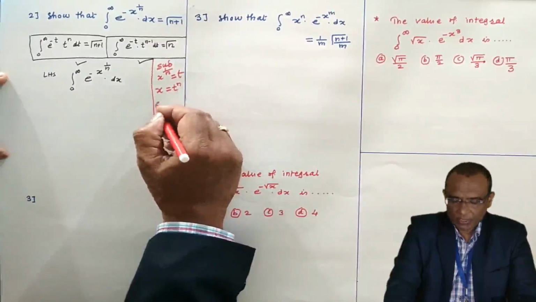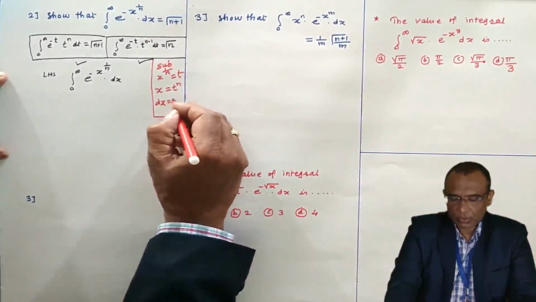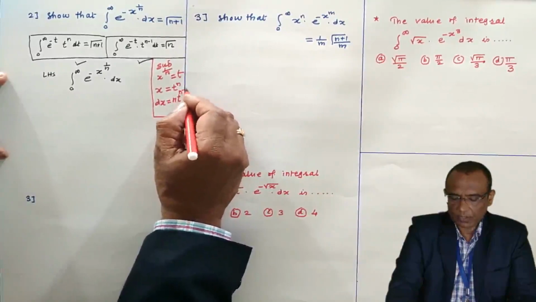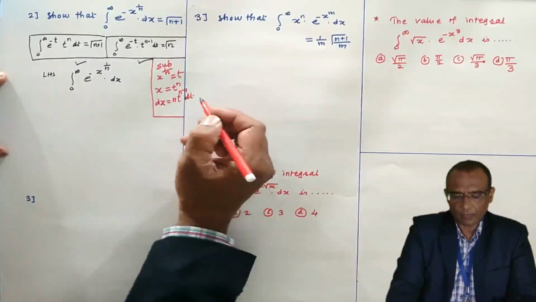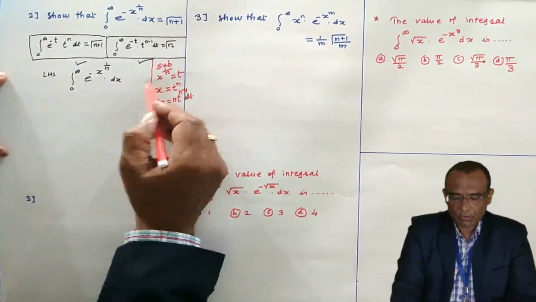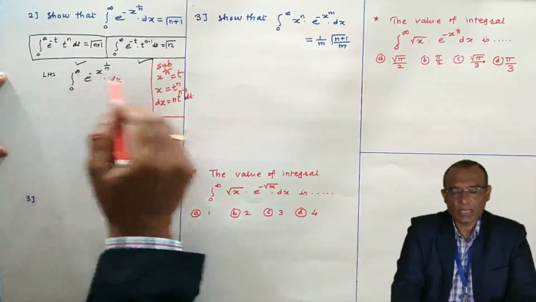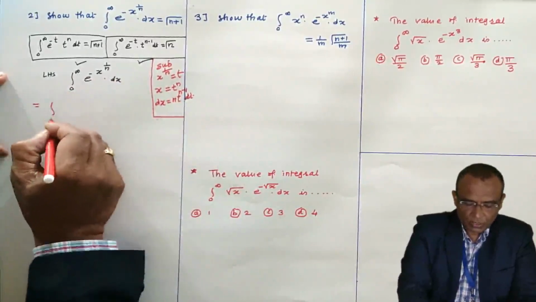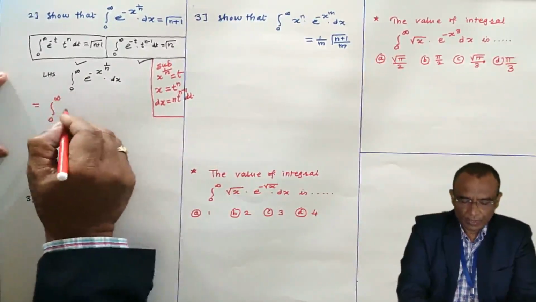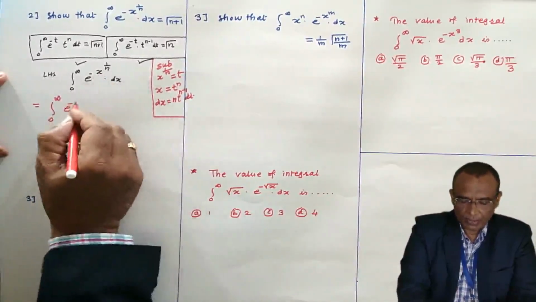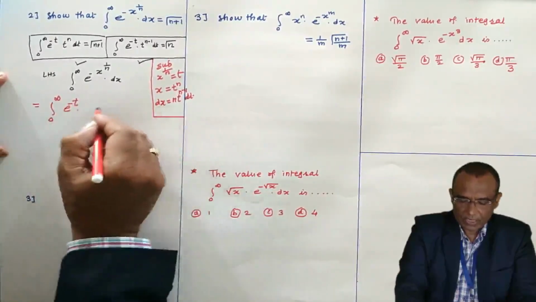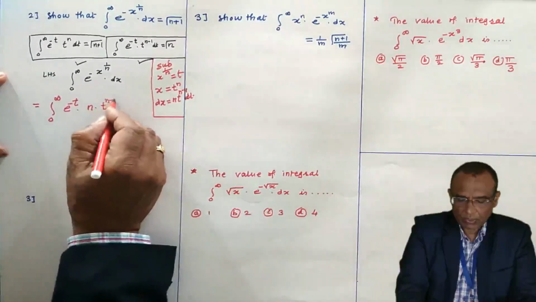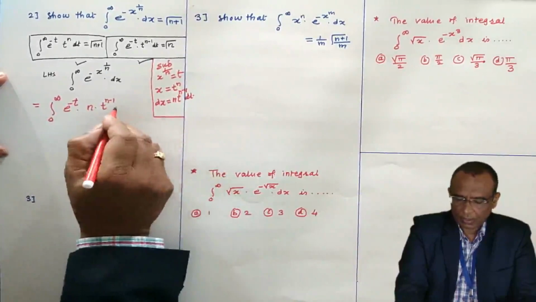Once you get the value of x, find the value of dx also: the derivative of t to the power n is n t to the power n minus 1 dt. If you put x equal to 0, t is 0, and if you put x equal to infinity, t will be infinity. The limits are not going to change. So we get the integral from 0 to infinity of e to the power minus t, and dx is n t to the power n minus 1 dt.